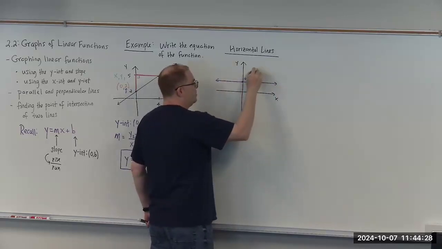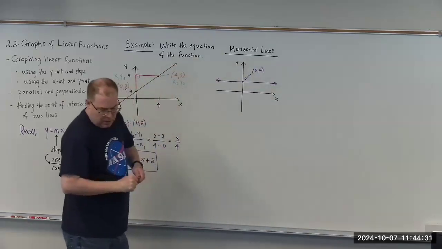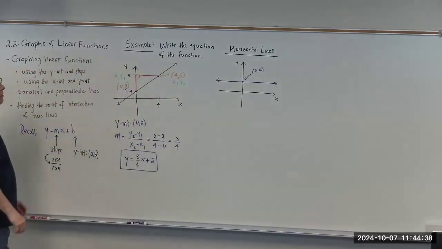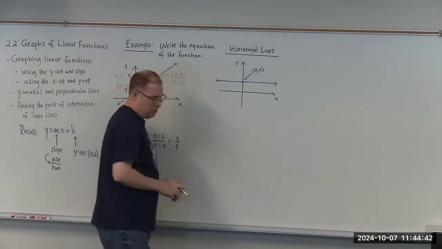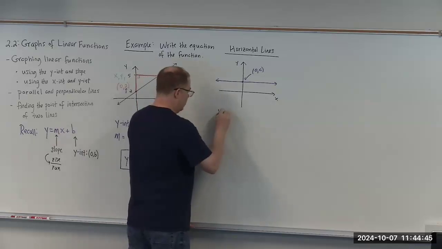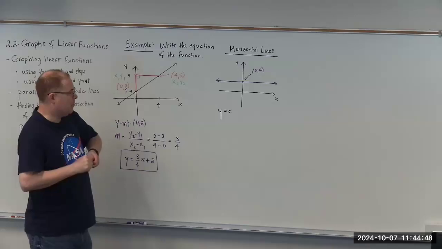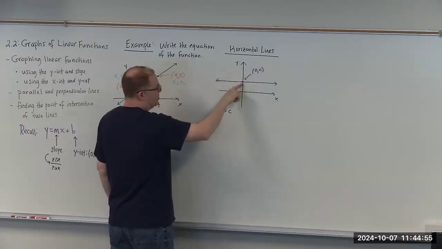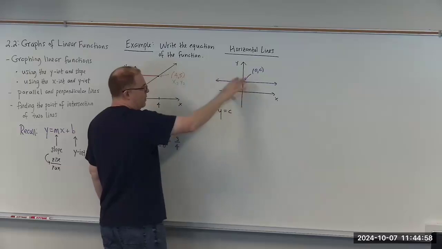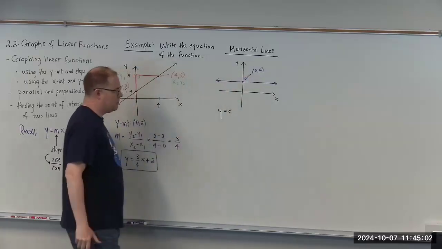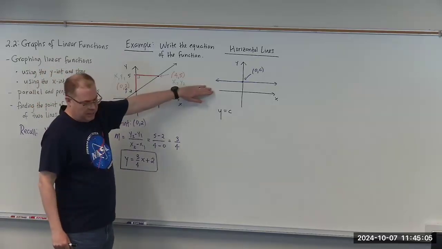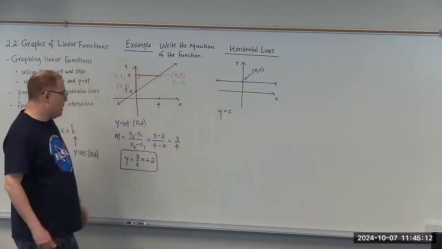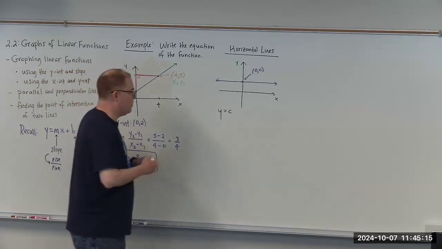I'm going to call that 0, comma c. The equation for that is basically just y equals c, where c is the value where the line crosses the y-axis. So c could be positive or negative depending on where this line intersects the y-axis. If it's above the x-axis, c is positive. If the line intersects below the x-axis, c is negative. And the slope of this line turns out to be 0.